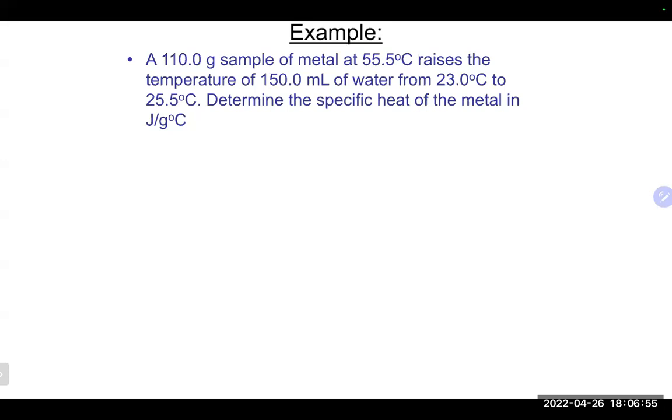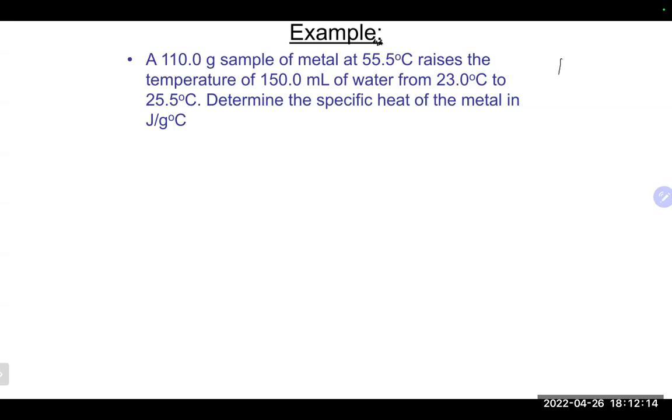So why don't you try an example like that. Let's say we had a 110-gram sample of a metal that's at 55 degrees Celsius. It raises the temperature of 150 milliliters of water from 23 to 25.5. Determine the specific heat capacity of the metal. So why don't you give that a go? Okay, let's take a look.